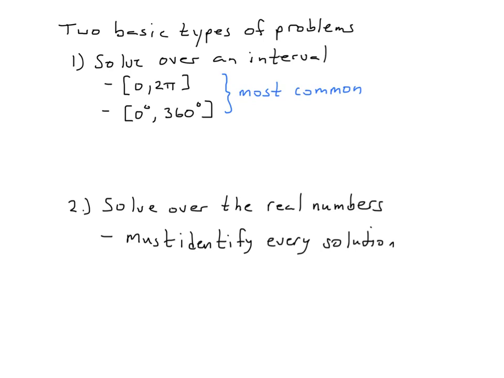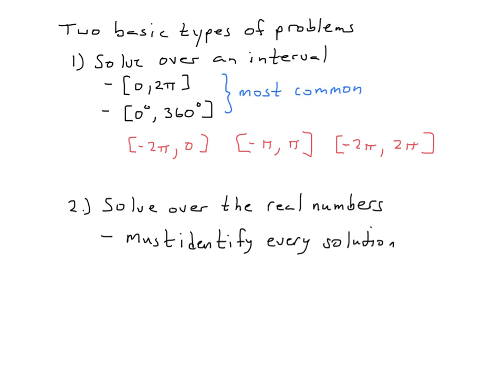Now, when will we work on these ones? There are going to be two basic types of problems. The first one is where they're going to solve over an interval, okay? And so they will actually express the interval in some way. It could be 0 to 2 pi, could be 0 degrees to 360 degrees. Those are the most common, but we could actually use any interval. In the book, you'll see things like from negative 2 pi to 0. We could also go from negative pi to pi. Or they could even go something like negative 2 pi to 2 pi. But that interval can be anything, okay?